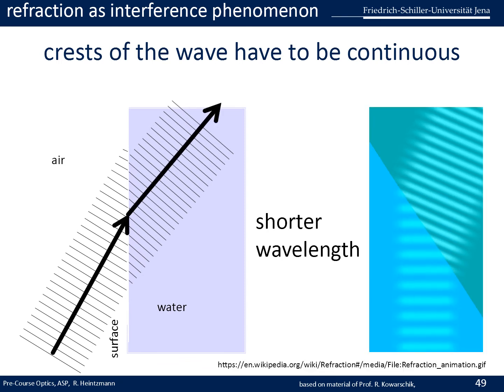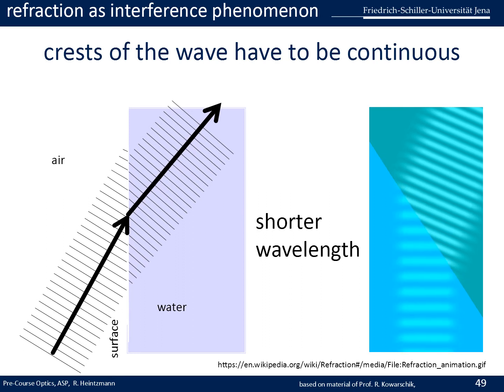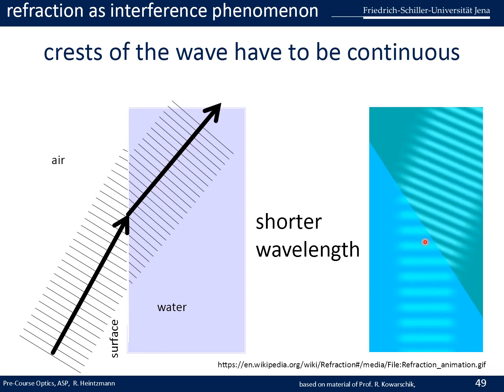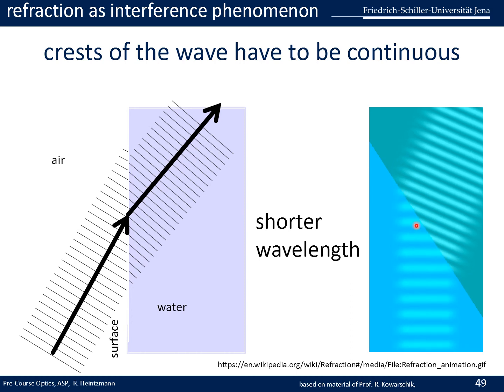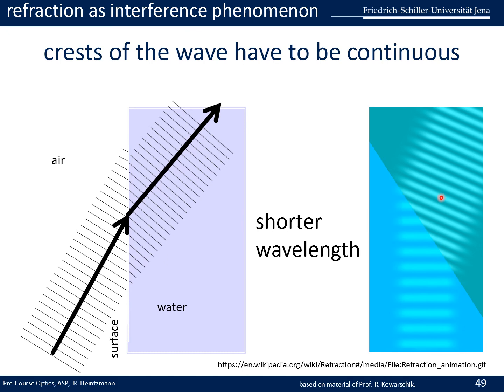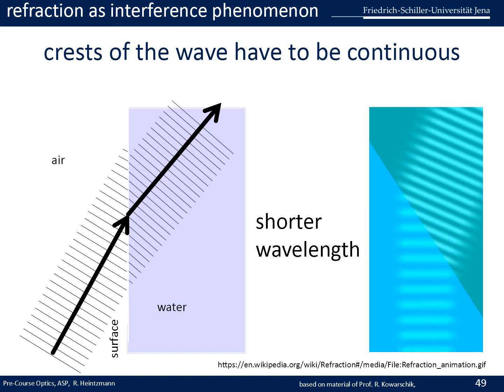So here you see a nice animation that I pulled off Wikipedia, and you see how the wave remains continuous across the surface but emerges at a different angle, in this case towards the normal, refracted towards the normal.